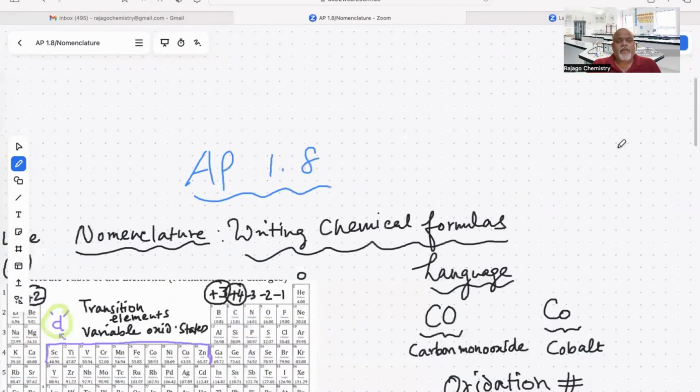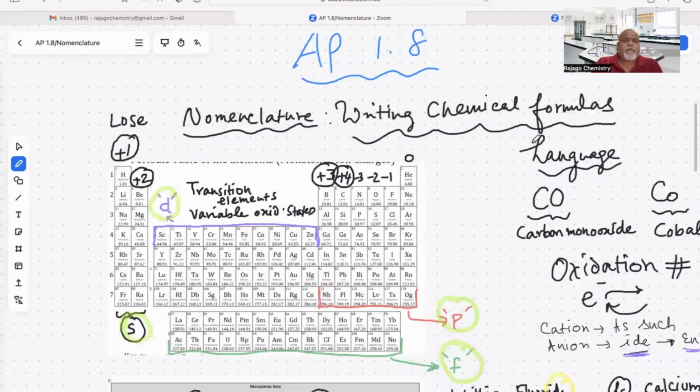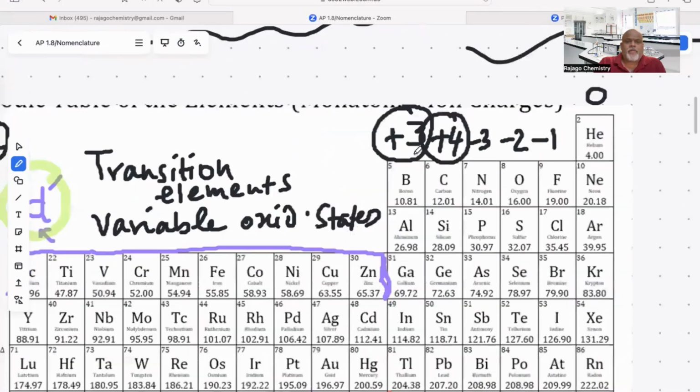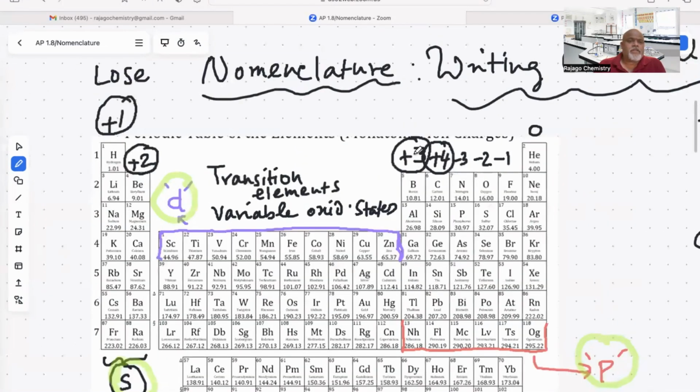When you name a compound, the best thing to do is to take a periodic table and write down these numbers. Those are the obvious oxidation states: the first group always loses 1 electron, so the oxidation state is +1, the next one is +2, the boron family +3, the carbon family +4, and then nitrogen is -3, -2, -1, and 0.